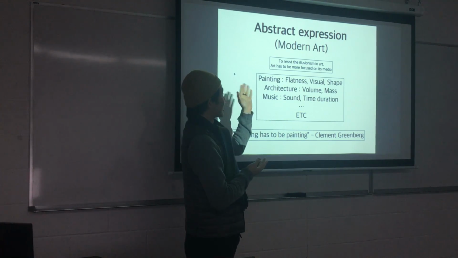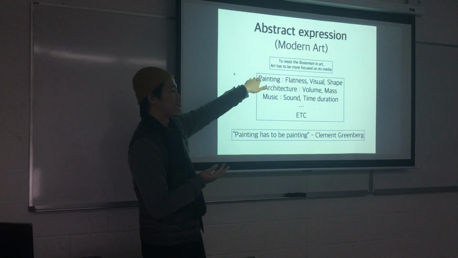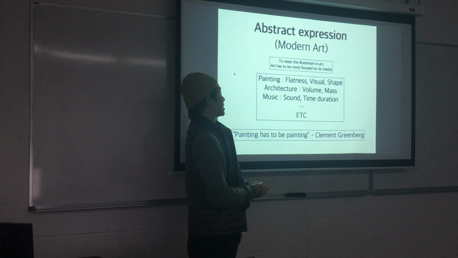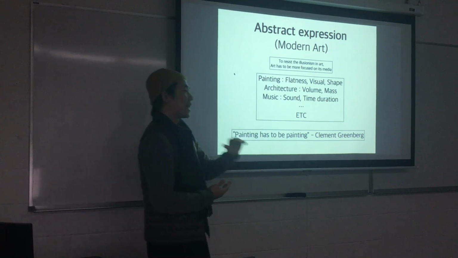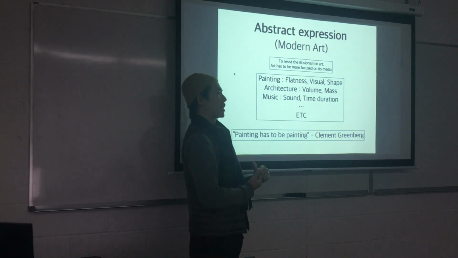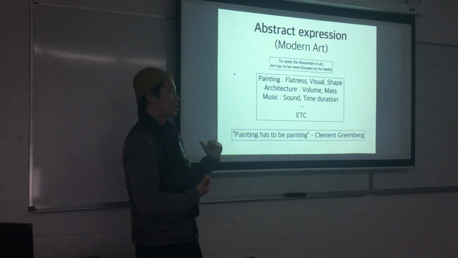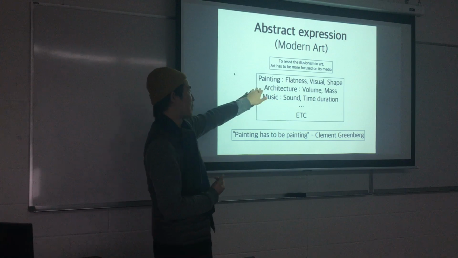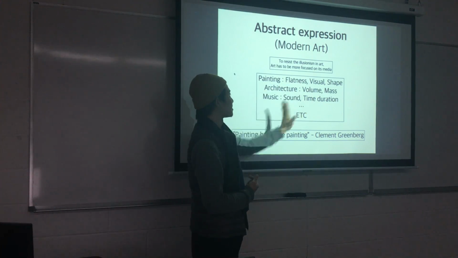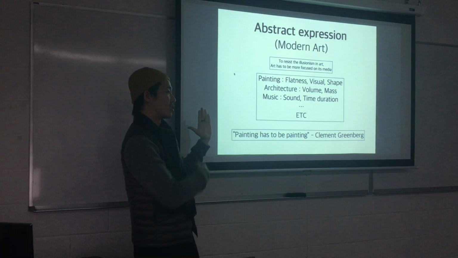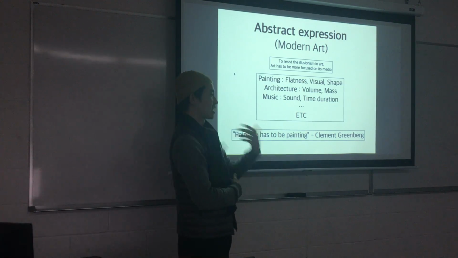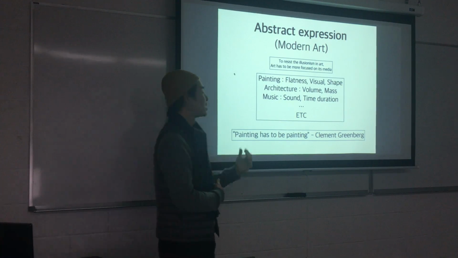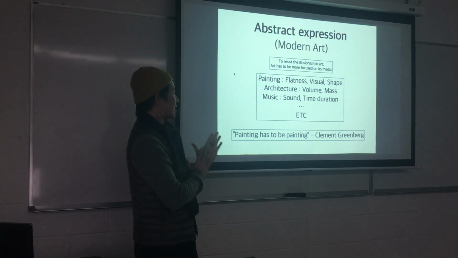And abstract expressionism is modern art, so it's right after the Renaissance. In modern art, they denied the illusionism of art because they wanted art to be art. So as paintings, they wanted to focus on the flatness because it's drawn over a canvas, and also the visual and shape, not the concept or beliefs or the spiritual aspects. They wanted painting to be painting.